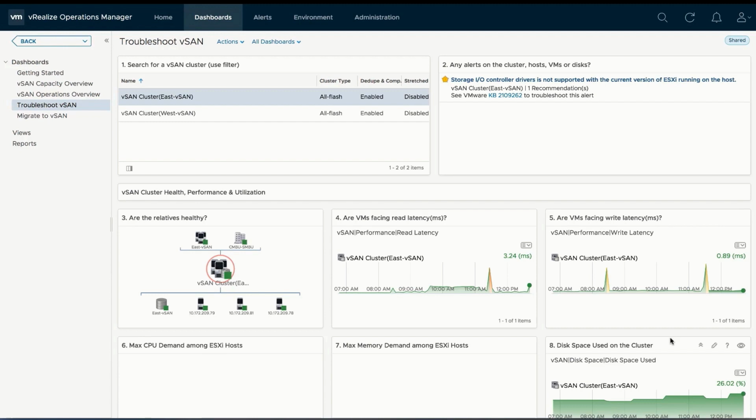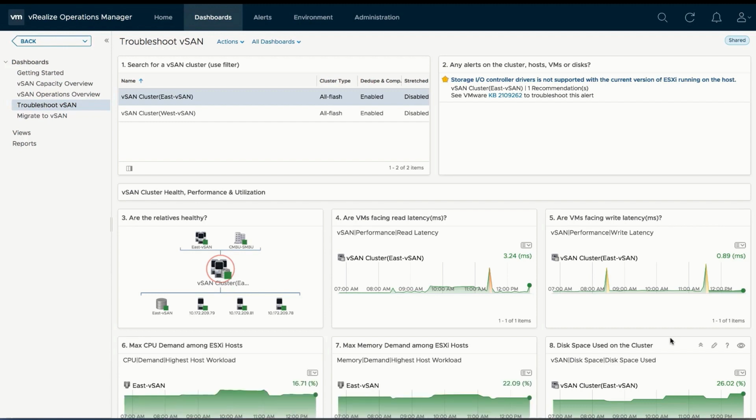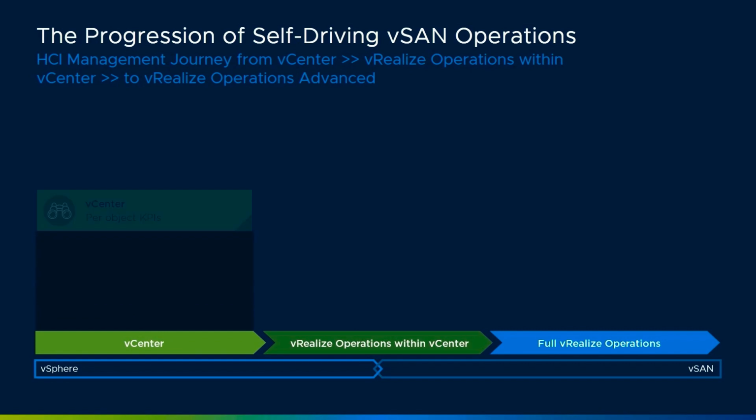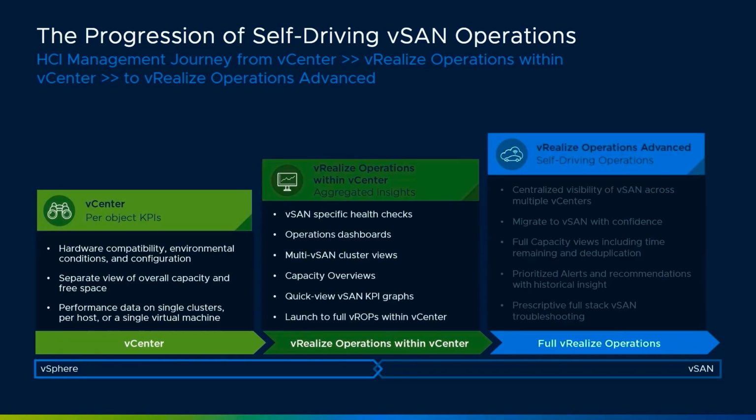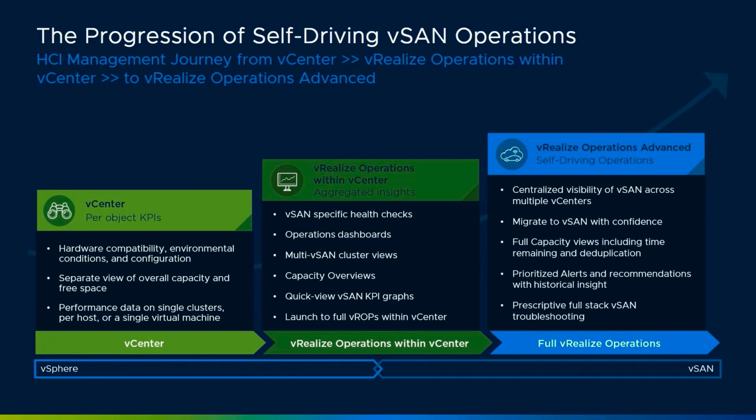Using the Troubleshooting dashboard, you can quickly find root cause and remediate. This dashboard provides complete troubleshooting of vSAN, from the cluster to the host to the physical disk layer. With the new vSAN Enterprise Plus licensing, you can achieve self-driving operations of vSAN using the new capabilities of vRealize Operations within vCenter, along with the full vSAN capabilities built into the full version of vRealize Operations.